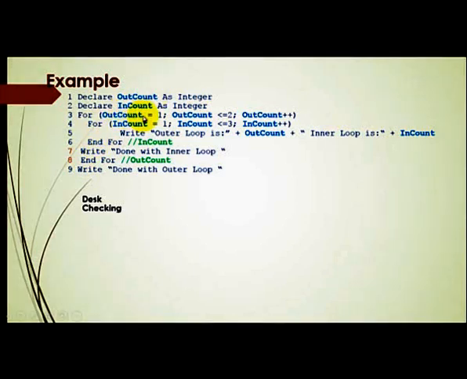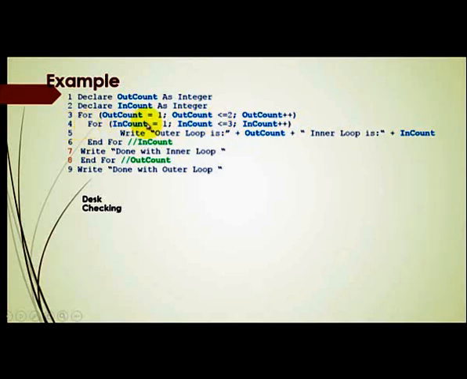We come in here, we have 2 variables that we went through and declared. On line 3, we set out count to 1. We check the condition, 1 is less than 2. So we come down and we execute line 4. We set in count to 1. We check the condition. The condition is met, so we enter the loop. And then we output, our outer loop, our out count is 1, and our inner loop, our in count is 1. We come down to our end for.